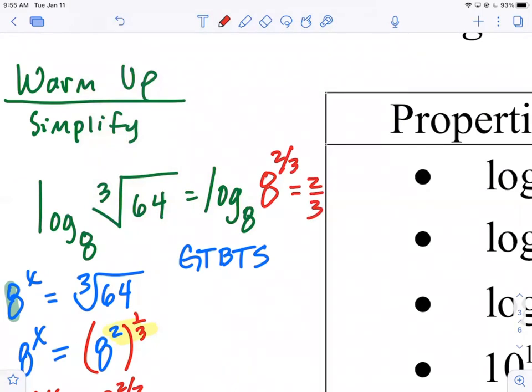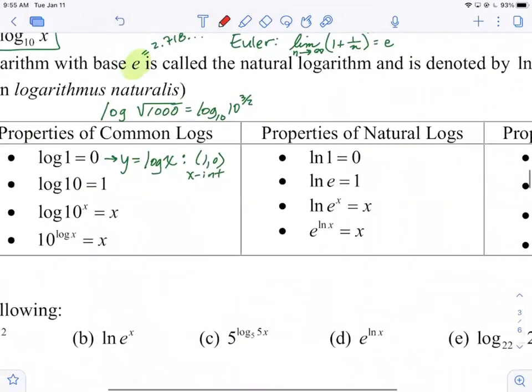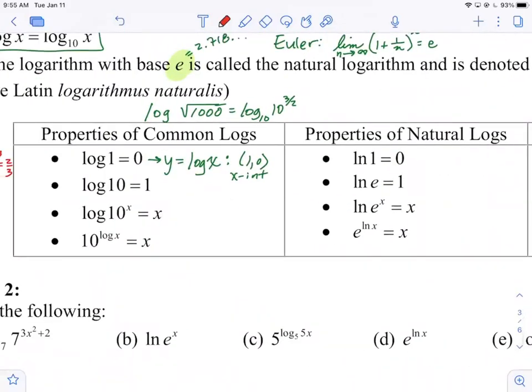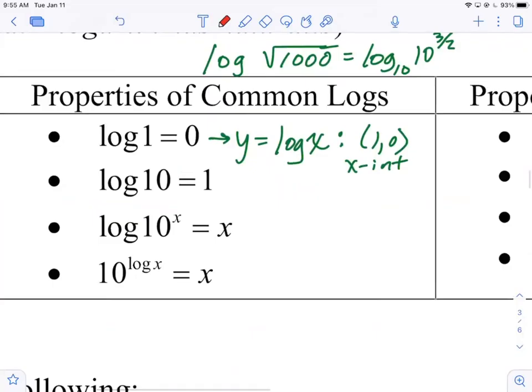Anytime the base and the argument space are the same, they undo each other. They're inverse operations, okay? And that's what we were trying to get to yesterday when we were going through these properties. Let's go through these very quickly.